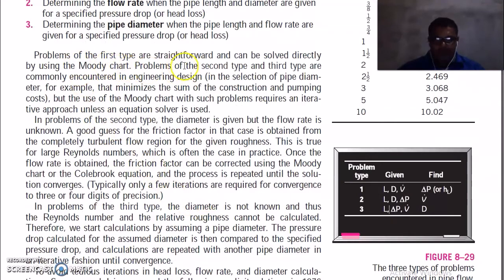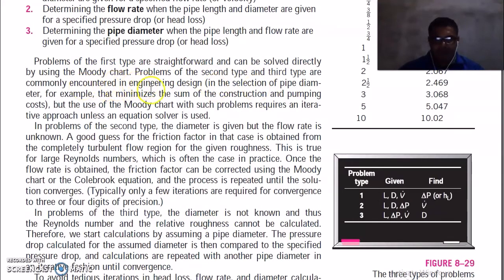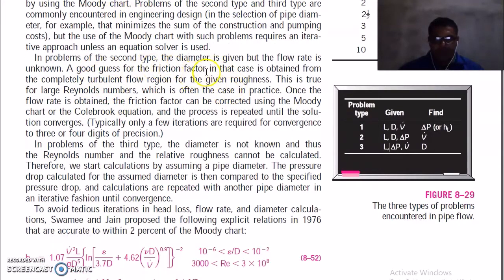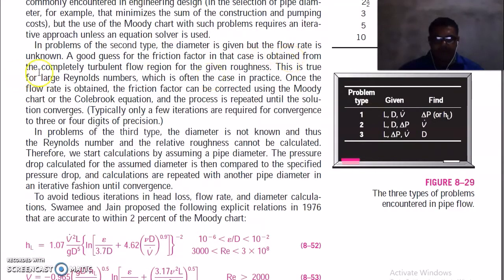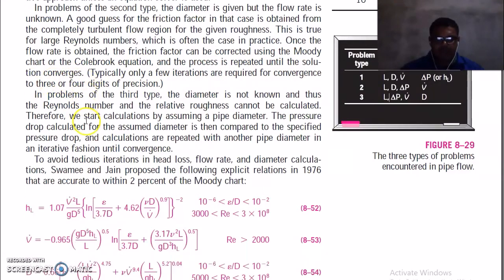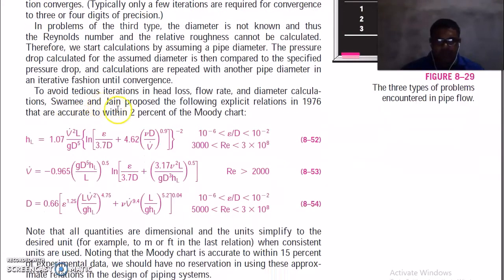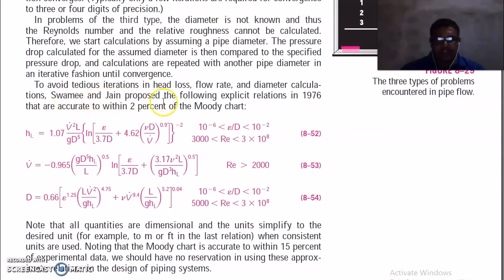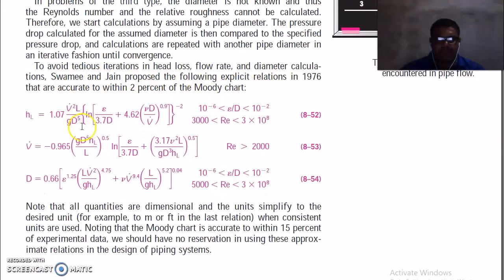Now problems of the first type are straightforward and can be solved using the Moody chart. But for problems of the second type, the diameter is given but the flow rate is unknown. A good guess for the friction factor in that case is obtained from the completely turbulent flow region for the given roughness. This is true for large Reynolds numbers, which is often the case. Once the flow is obtained, the friction factor can be corrected using the Moody chart, and the process is repeated until the solution converges. There are also some explicit relations given by Swamee and Jain, the following expressions.